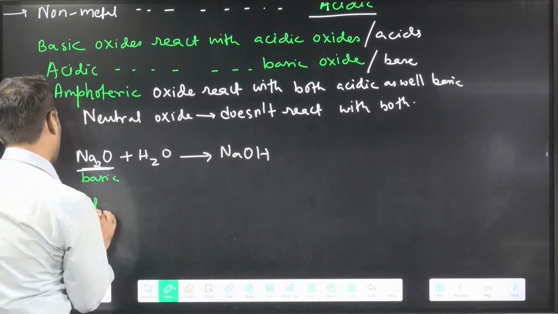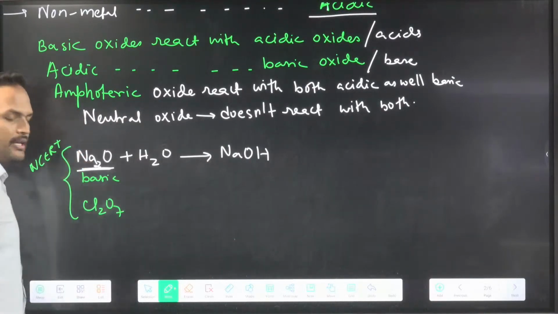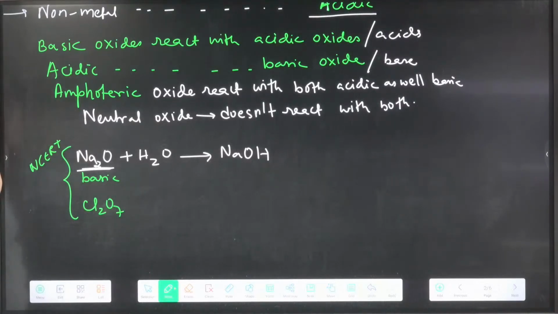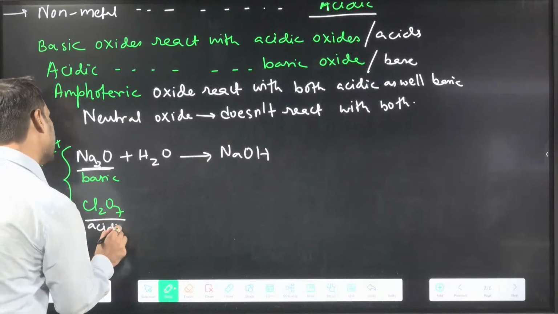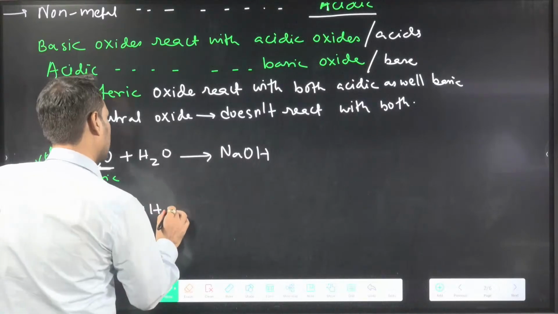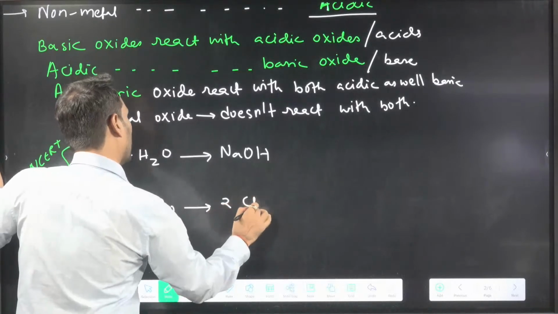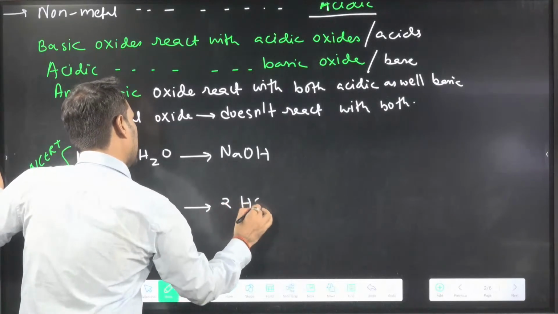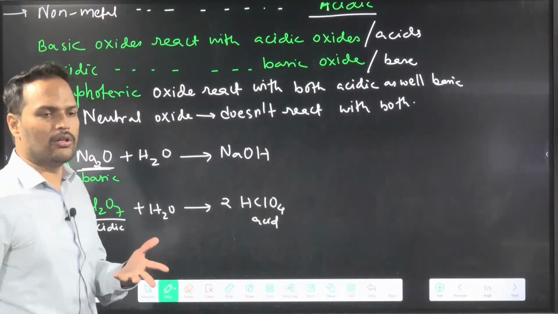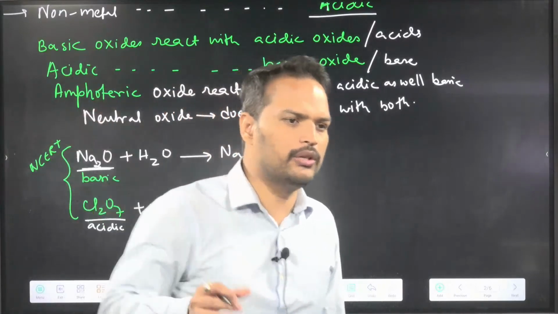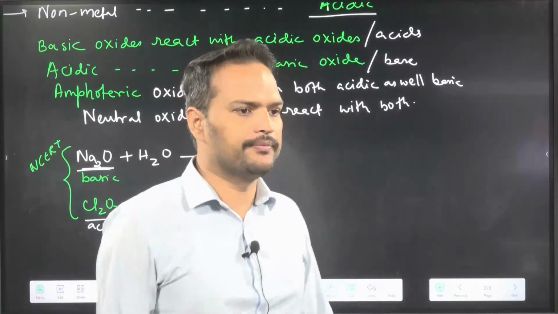Suppose you take a chlorine oxide. Now these both are in NCERT, that's why I am taking this example. Suppose I am taking Cl2O7. This is chlorine, a non-metal, so this is highly acidic. You put it in water, and you get 2 molecules of HClO4, which is an acid. So if you have acidic oxide, put in water, you will get acid. If you have basic oxide, put in water, you will get base.